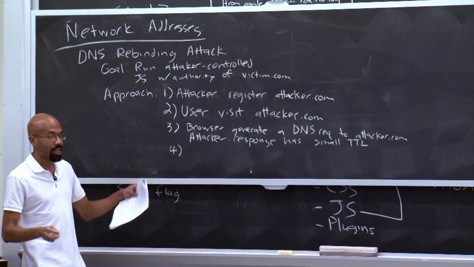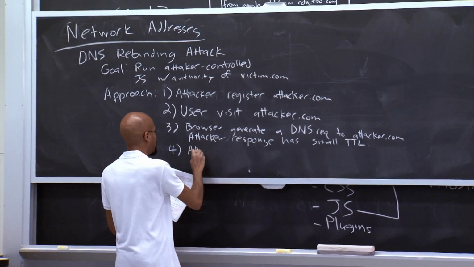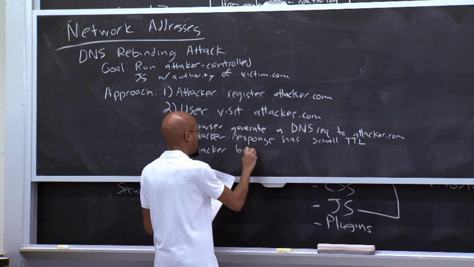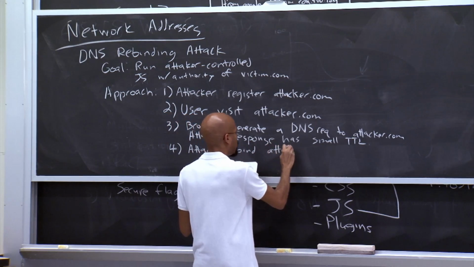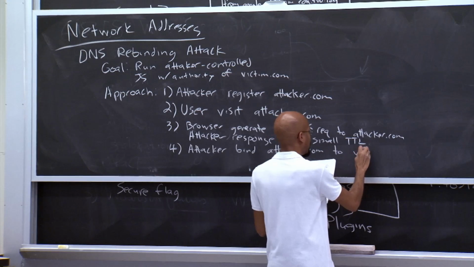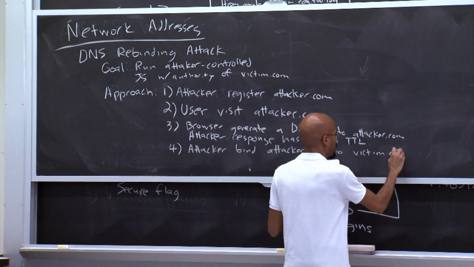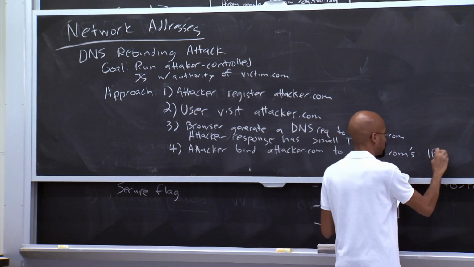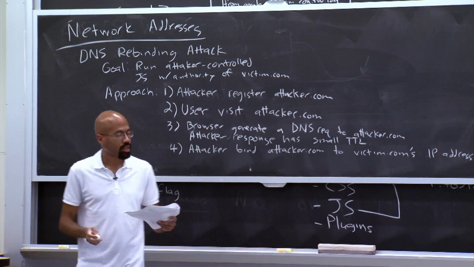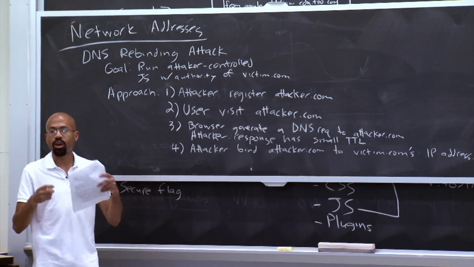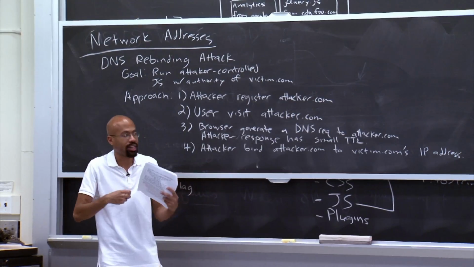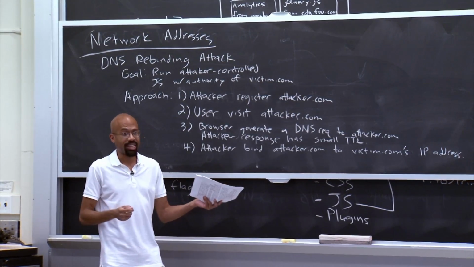Meanwhile, while the user is interacting with the site, the attacker is going to configure the DNS server that he controls. The attacker is going to bind the attacker.com name to victim.com's IP address. What that means is that now, if the user's browser asks for a domain name resolution for something that resides in attacker.com, it's actually going to get some internal address to victim.com. This is actually very subtle.